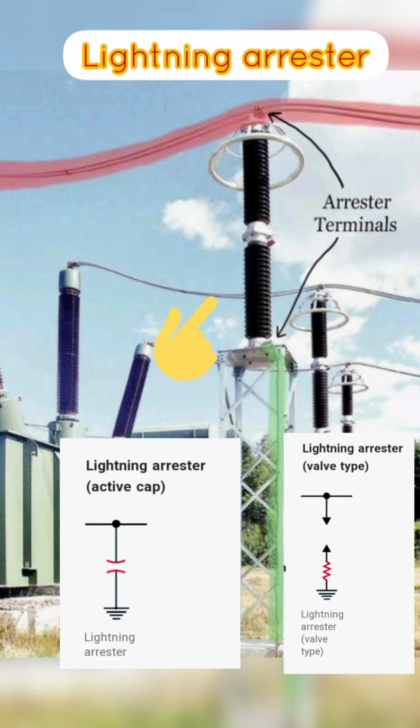The lightning arrestor typically consists of a metal oxide varistor, MOV, or a gas discharge tube, GDT, connected in parallel with the equipment being protected. When a surge or lightning strike occurs, the MOV or GDT conducts the surge current to ground, effectively clamping the voltage and limiting the amount of energy that reaches the protected equipment.